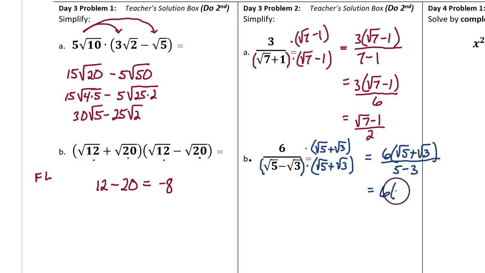So we have 6 square root of 5 plus square root of 3 all over a 2. The 6 over 2 is going to reduce. So we have 3 times the square root of 5 plus the square root of 3. You can leave the answer like this, or you could distribute the 3 to both of the terms.